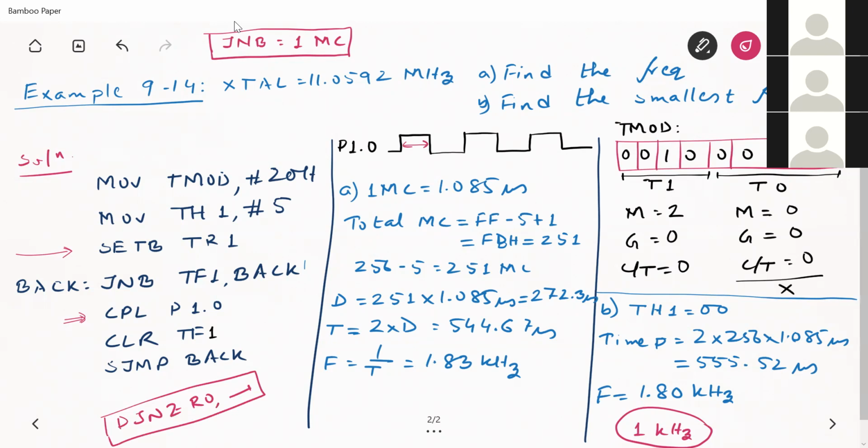You can go through example 9.15. This is the exact same question, how to create 1 kilohertz. Okay, you can go through that. It is whatever I just said, only this line will be needed, DJNZ, and you will control from where you are actually calling the timer. That is the only difference you have to make. That's it. Is it understood?